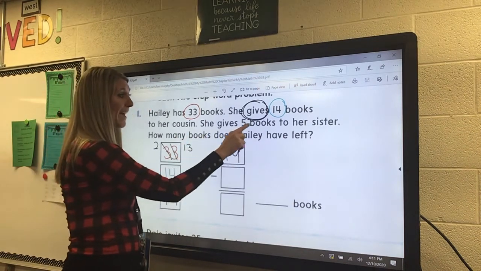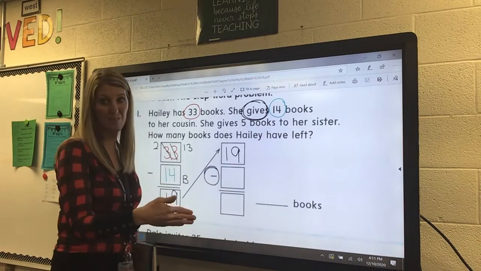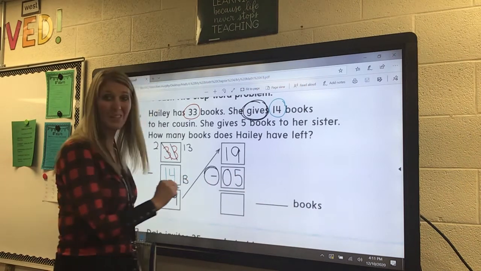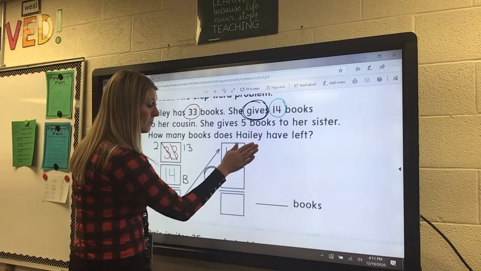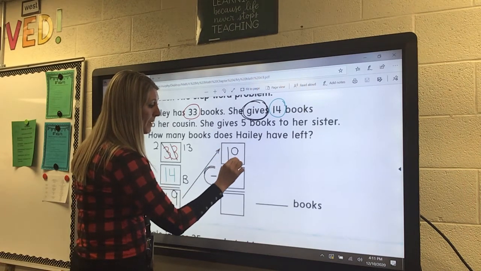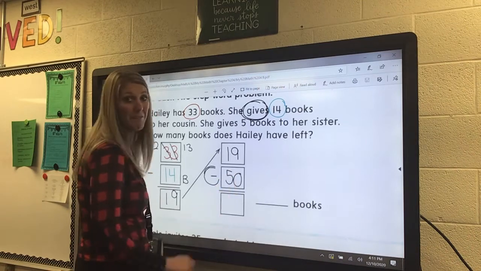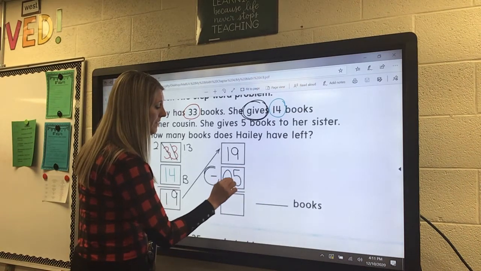She gives 5 books to her sister, so she loses 5 because she gives them to her sister. So we're going to subtract 5. Now, Mrs. Murphy's going to put a 0 there to hold its place, because if you don't, some of you might put your 5 here. And remember, that's not right because that would be like 50. So we have to put the 0 to hold its place and then the 5.